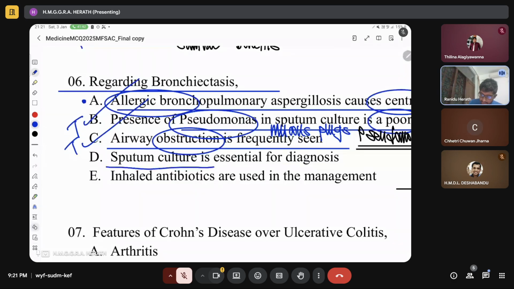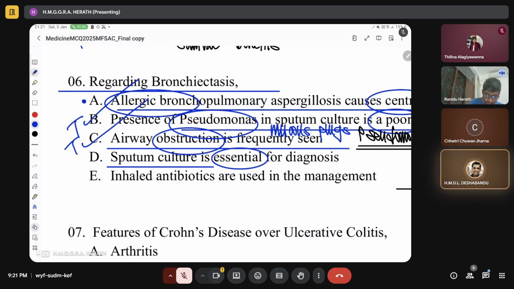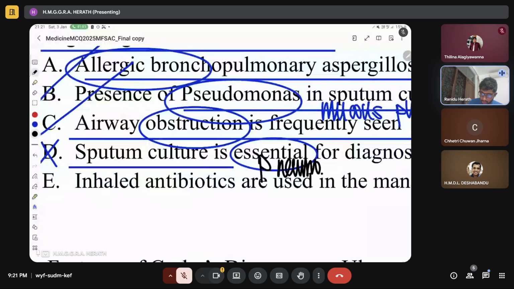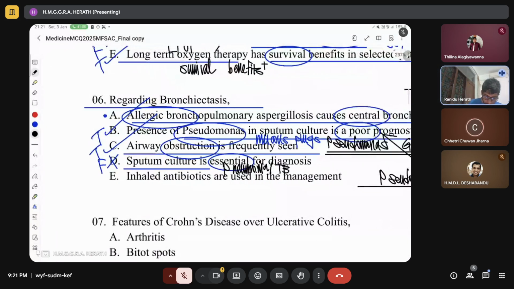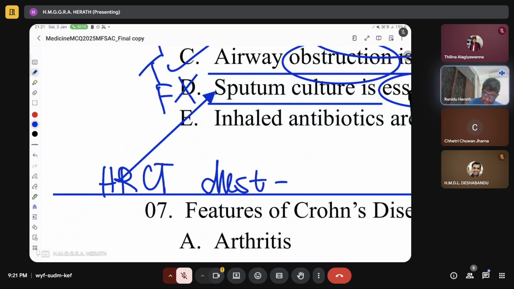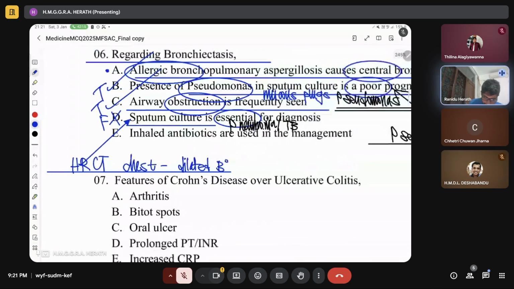Sputum culture is essential for diagnosis. True or false? Not essential. This is for pneumonia or something like TB. What do you do to diagnose bronchiectasis? CT, HRCT. There you can see the dilated bronchi. Understood?